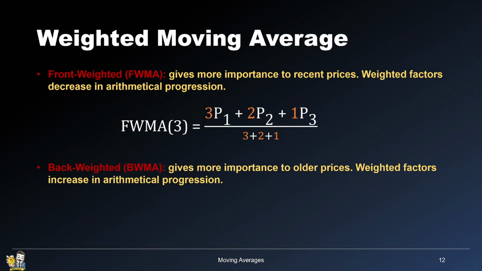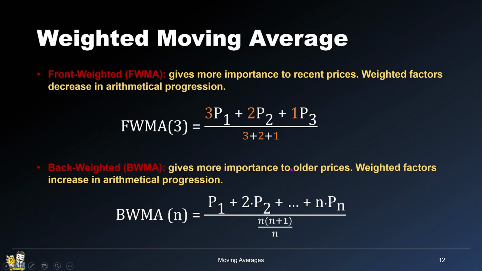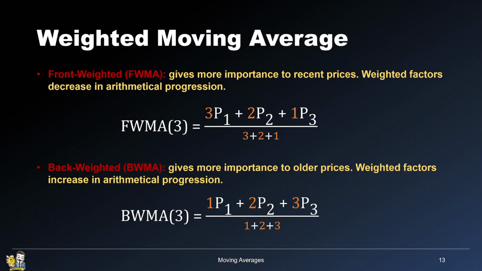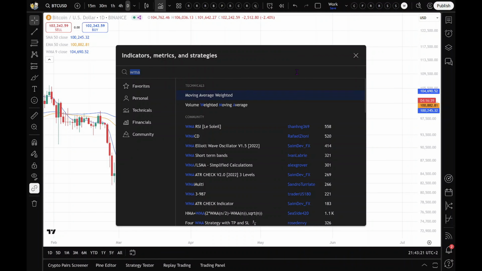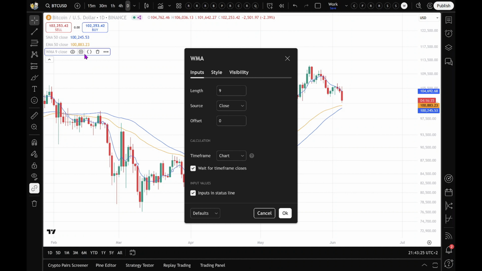We have the same concept with the back-weighted moving average, but in this case, more importance is given to older prices. The weights increase in arithmetic progression as we move further back. Here's the general formula. And for a 3-period BWMA, we simply reverse the weights, giving more importance to the oldest price. Let's plot the weighted moving average. We'll set the period to 50.